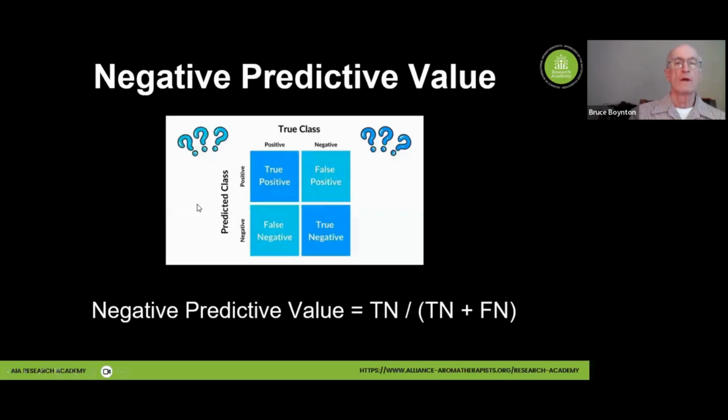And again, we worked in this row to figure positive predictive value, the ability of the test to determine true positives, and now we'll work in this row here. Everything in this row was predicted to be negative by the test. Some of them it got right, were truly negative, and some of them were false negatives. So it's TN, true negatives, over everything in this row, true negatives plus false negatives.